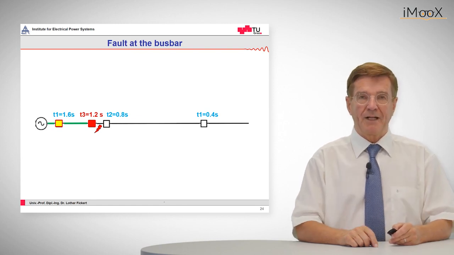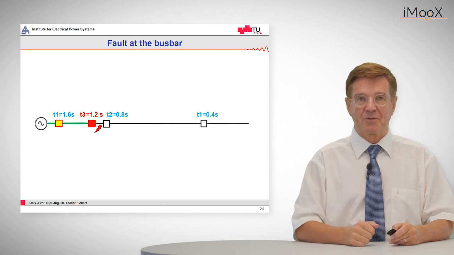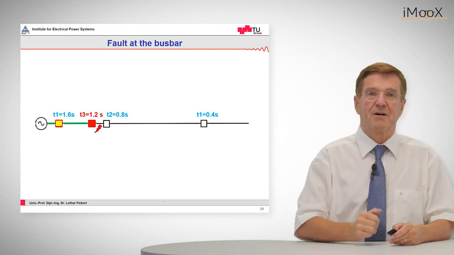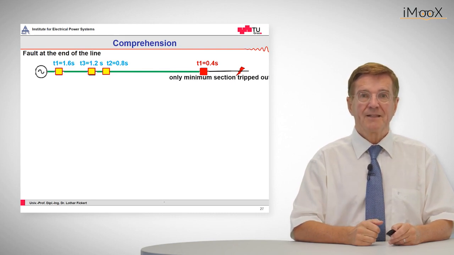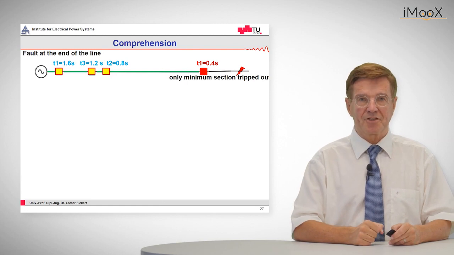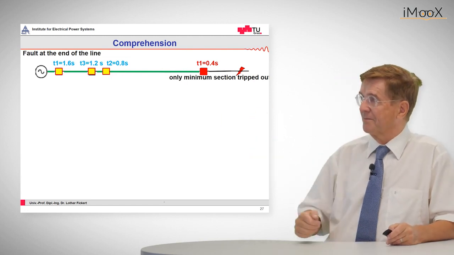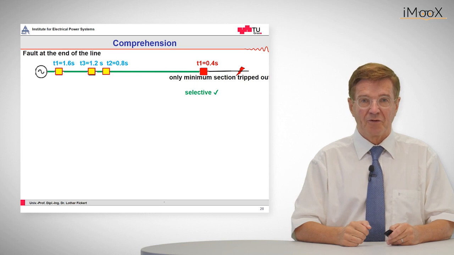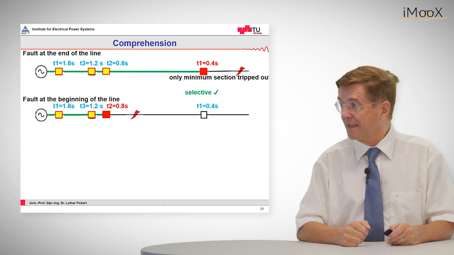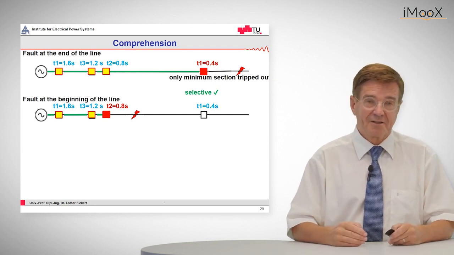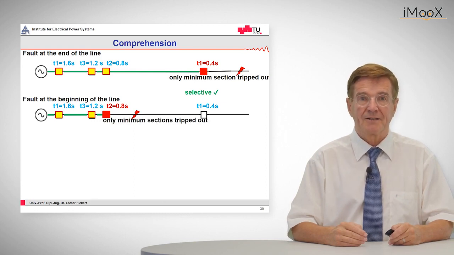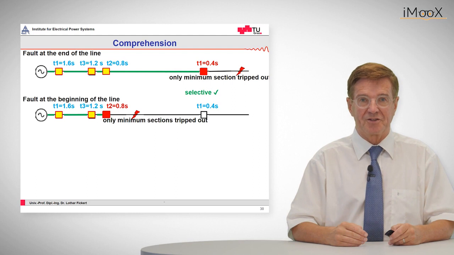Now let's look at the comparison of these three different fault positions: end of the line, beginning of the line, busbar. So this was the fault at the end of the line. We see that only the minimum section has tripped out, which is the last section. If we have a fault on the beginning of the line, we see the whole feeder is tripped out. That is necessary because all other relays would not be appropriate. And here again we have only minimum sections tripped out, and this is selective, by the way.